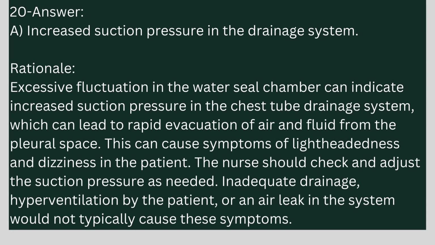Rationale: excessive fluctuation in the water seal chamber can indicate increased suction pressure in the chest tube drainage system, which can lead to rapid evacuation of air and fluid from the pleural space. This can cause symptoms of lightheadedness and dizziness in the patient. The nurse should check and adjust the suction pressure as needed. Inadequate drainage, hyperventilation by the patient, or an air leak in the system would not typically cause these symptoms.